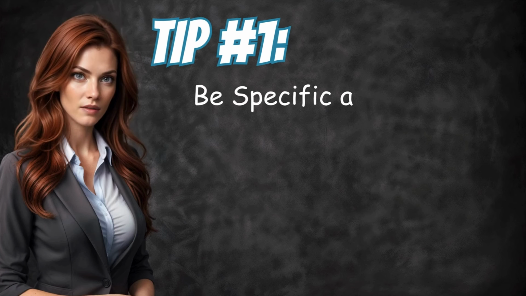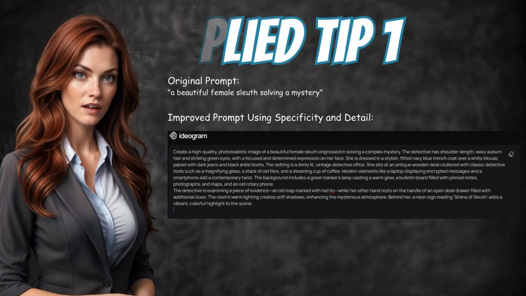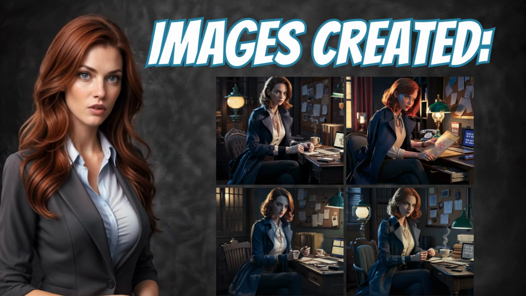Tip number 1, be specific and detailed. Clearly describe the subject, setting, and context. Avoid vague terms and be as detailed as possible about what you want to see in the image. Include details about colors, textures, poses, expressions, and the actions of the character or objects in your image.